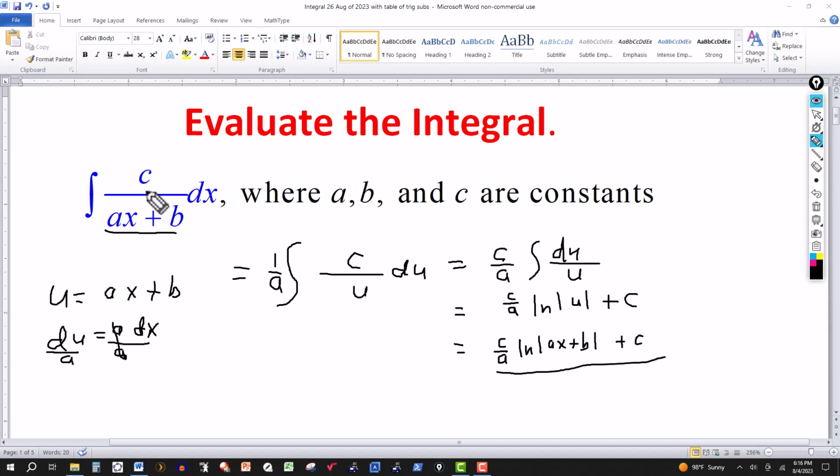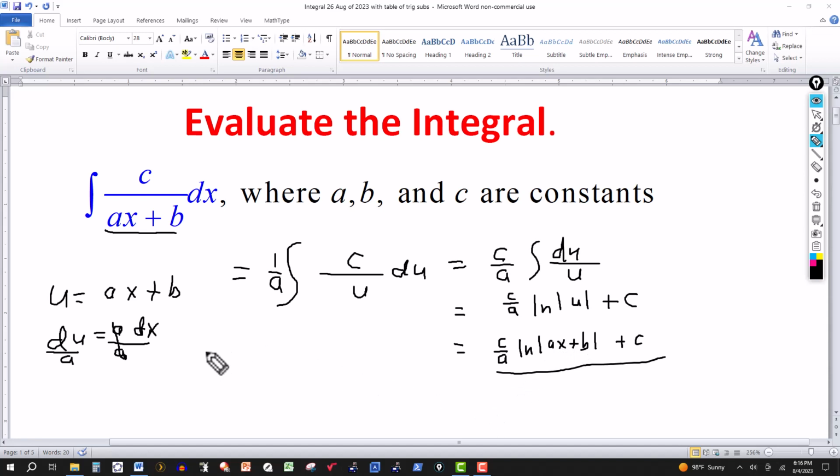So the point being here then is this. You have a constant there. Let's suppose a is equal to 1. If a is equal to 1, then the coefficient here in the answer is c over 1, and that's just c. And in the absolute values, a is 1, so this would just be x plus b.